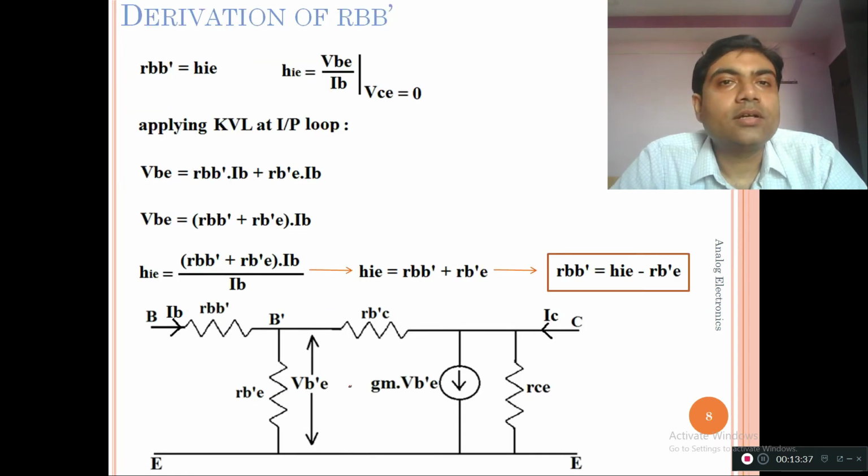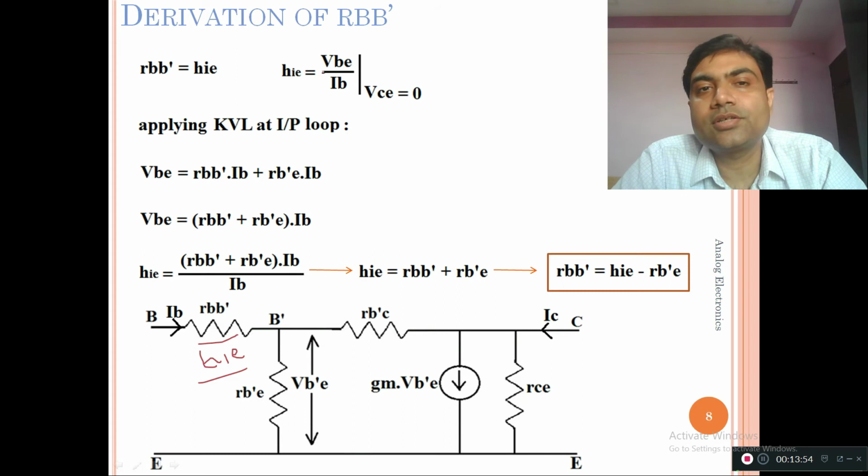Now we are interested in calculation of the input resistance, that is the rb'e dash. As I have already told you, rb'e dash is related with HIE, written over here also. So HIE is the parameter, the input impedance, which is related directly with the rb'e dash. What is HIE? HIE is VBE, let me say VBE or VB dash E.